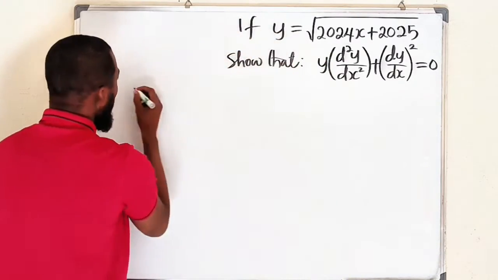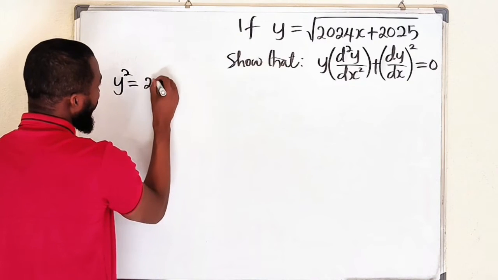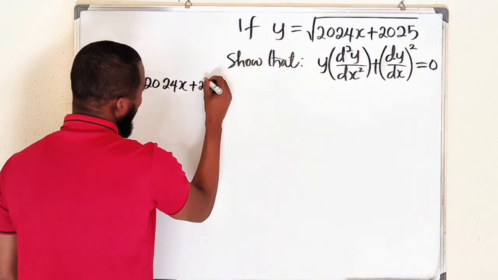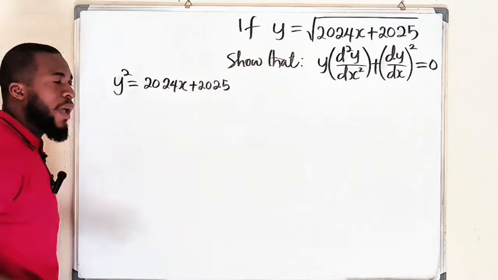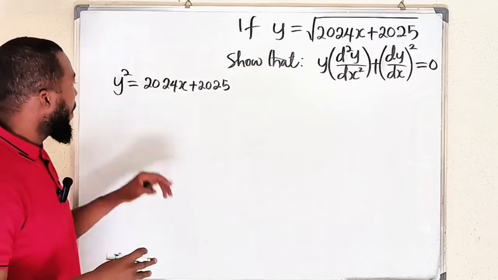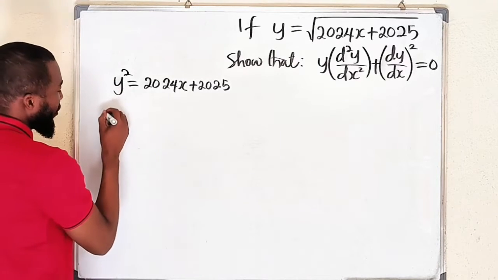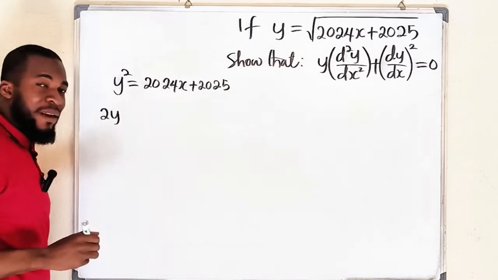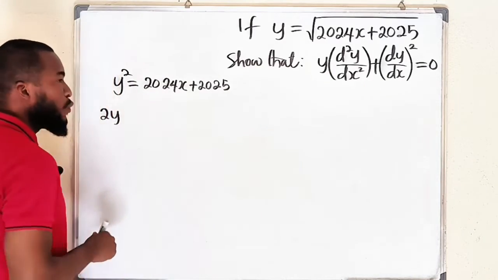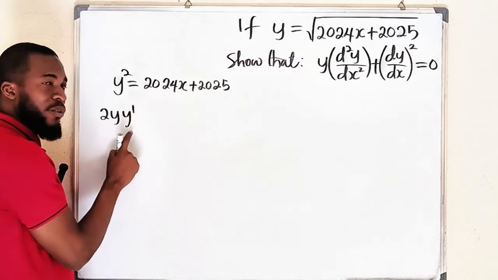So if you square this, you have y squared. The right hand side will just be 2024x plus 2025. So from here we can differentiate both sides applying implicit differentiation. Derivative of y squared with respect to x will give us 2y. Then remember, y is a dependent variable. You have to multiply by what? dy over dx. Or let me simply use y prime. Y prime is also dy over dx.